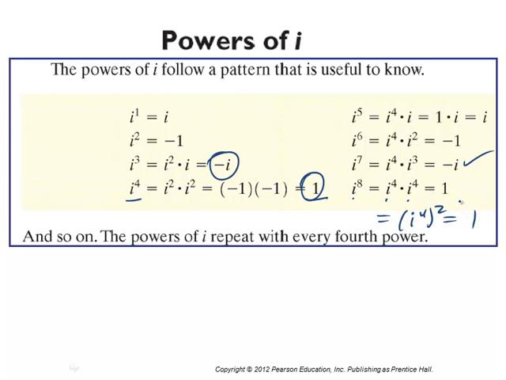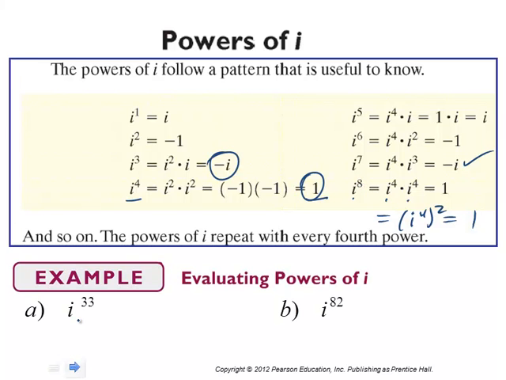So in other words, when you have I raised to a high power, you can actually split off some power of 4 or some multiple of 4. For example, if you have I to the 33rd power, look at the number 33. What is the integer less than or equal to 33, closest to 33, that's a multiple of 4? The answer is 32. So you could write I to the 33rd power as I to the 32nd power times I, as in I to the 1 power.